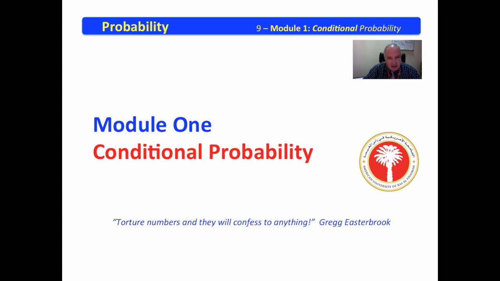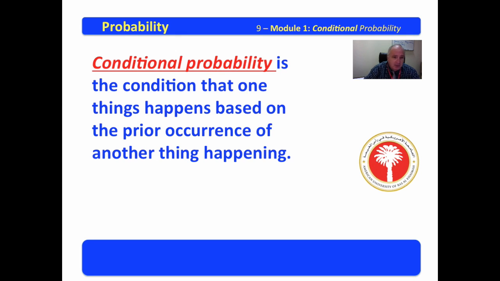In this particular module, Module 1, we're examining probability. This video is going to examine the idea of conditional probability. So bear with me in this. Conditional probability is the condition that one thing happens based on the prior occurrence of another thing happening.